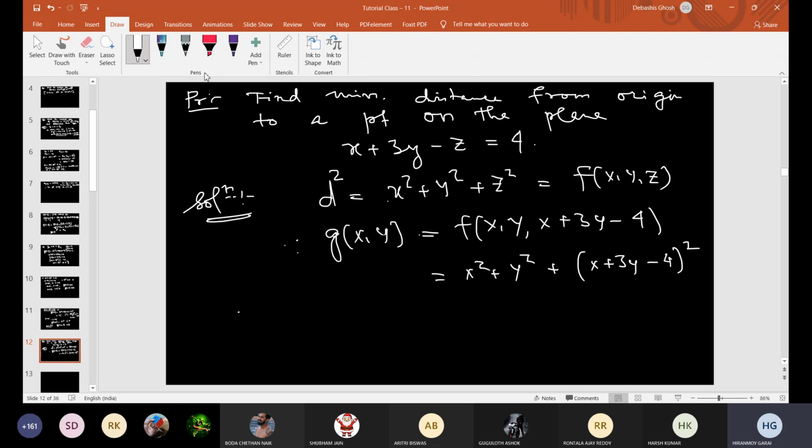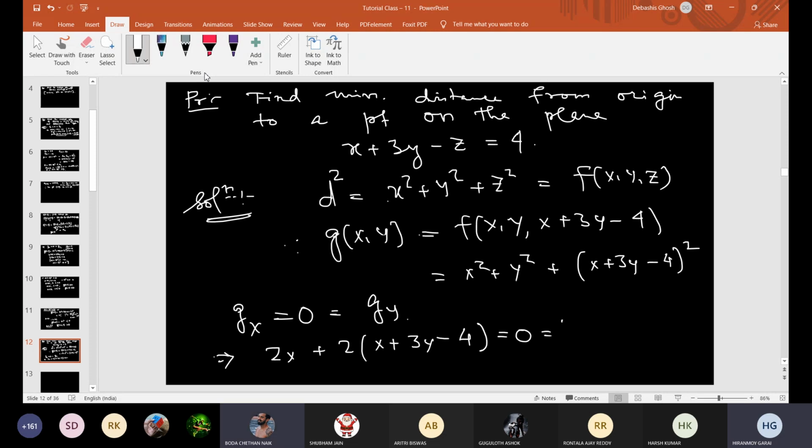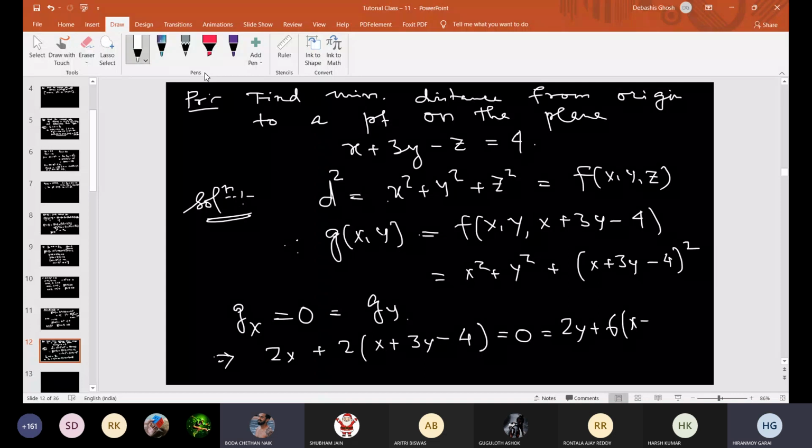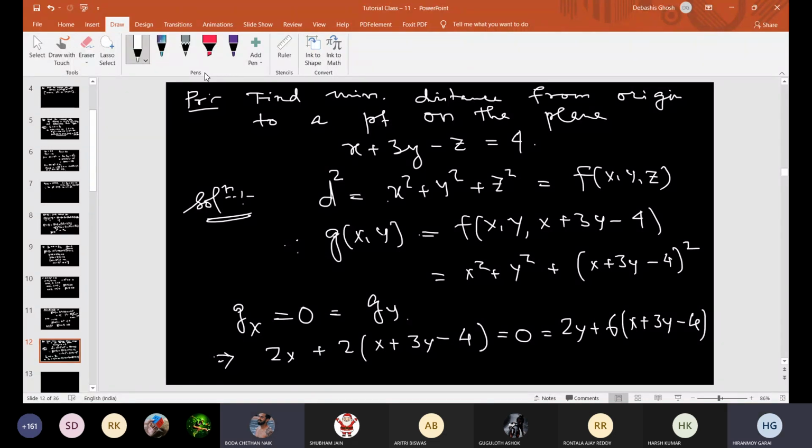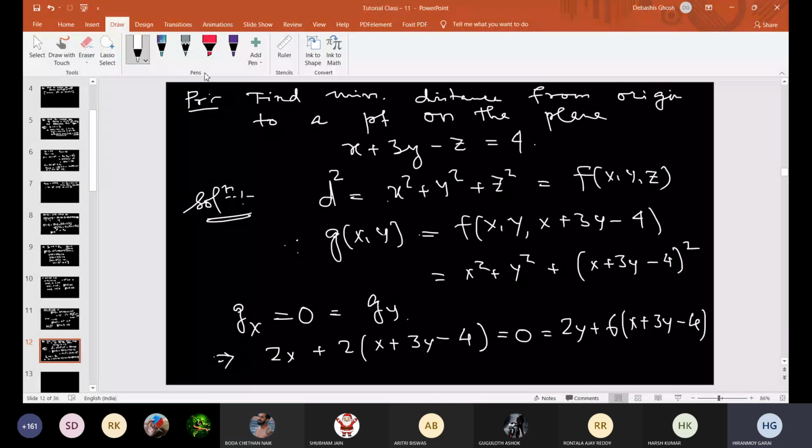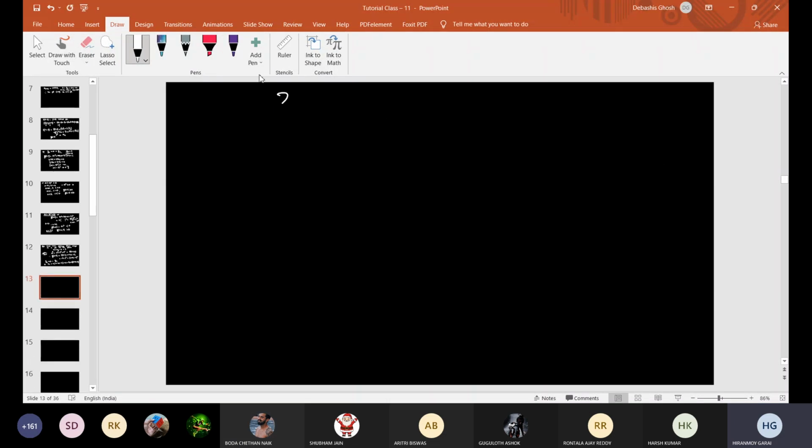So for that we need to compute g of x equals 0 equals g of y. This comes to 2x plus 2 into x plus 3y minus 4 equals 0. Another one is 2y plus 2 into 3, that is 6, into x plus 3y minus 4. So we need to solve these two. First, the equation: 2 will cancel out, so we have 2x plus 3y minus 4 equals 0.